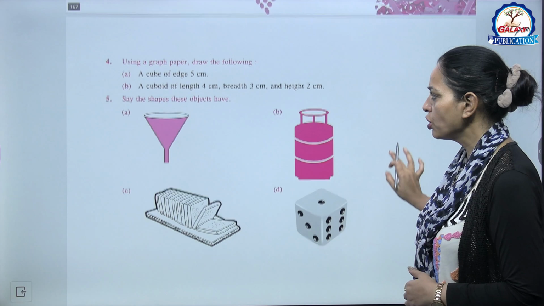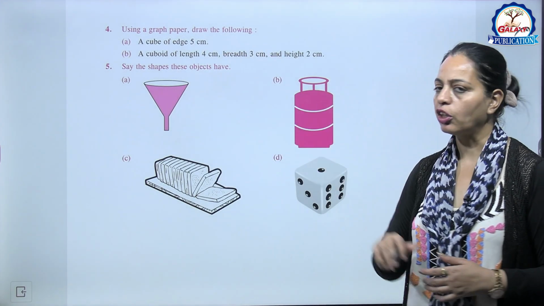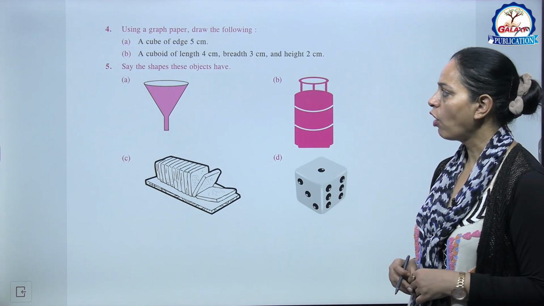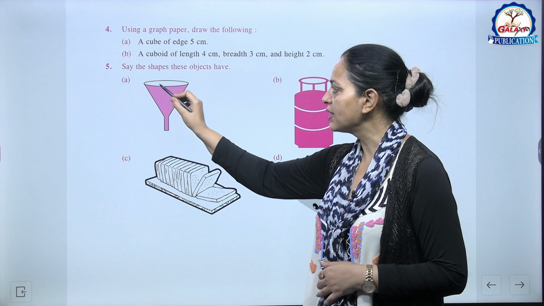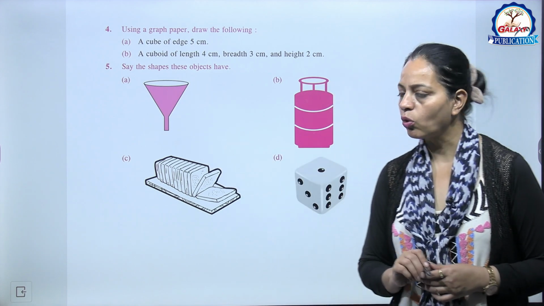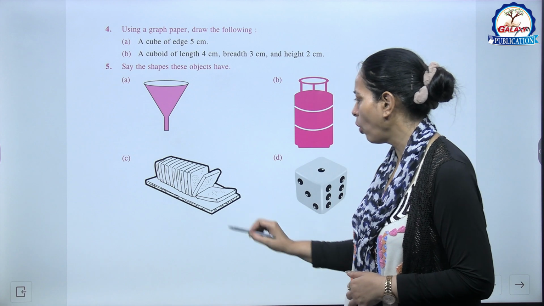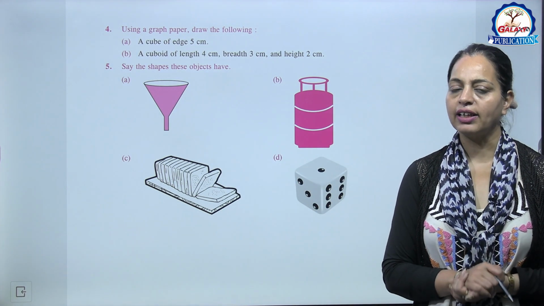ऐसे आप fourth question try कर सकते हैं, like using a graph paper, draw the following. A cube of edge 5 centimeter, you can try this one. Now fifth one, say the shapes these objects have. Like A part, this is which shape? This is cone. Like B, cylinder. This C, this is cuboid, and D, this is cube. So I hope these are clear to you.